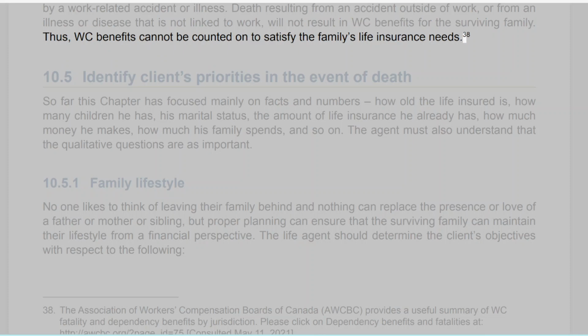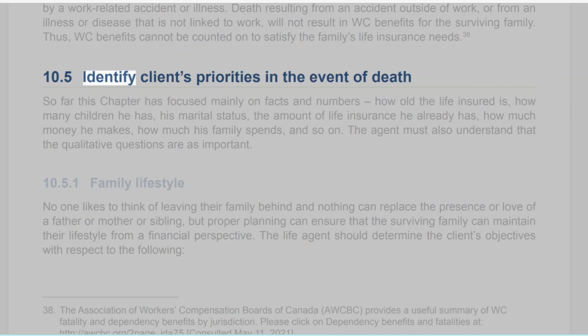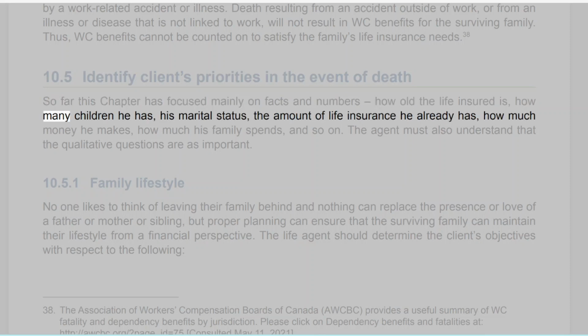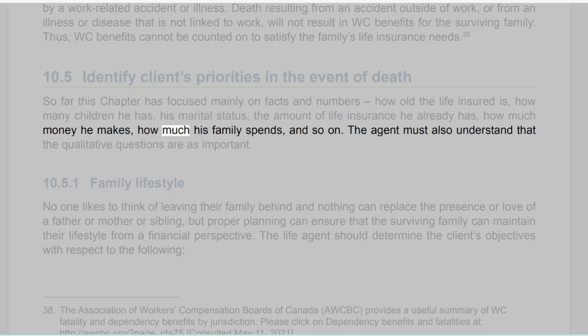10.5 Identify clients' priorities in the event of death. So far this chapter has focused mainly on facts and numbers: how old the life insured is, how many children he has, his marital status, the amount of life insurance he already has, how much money he makes, how much his family spends, and so on. The agent must also understand that the qualitative questions are as important.